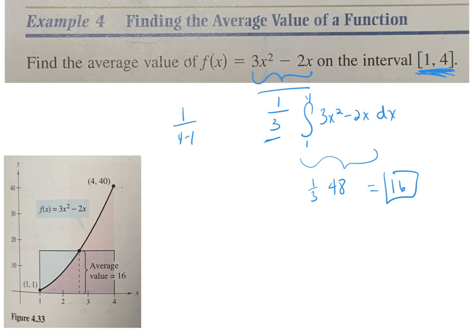Think about the word average. How many units do I have? I went from 1 to 4. I have 3. So if I want the average, I would take my total, 48, divided by how many I had, 3. That's all it's saying for average value. So when it asks for average value, it's literally taking the entire area divided by how many units you have moved in that interval. All right?